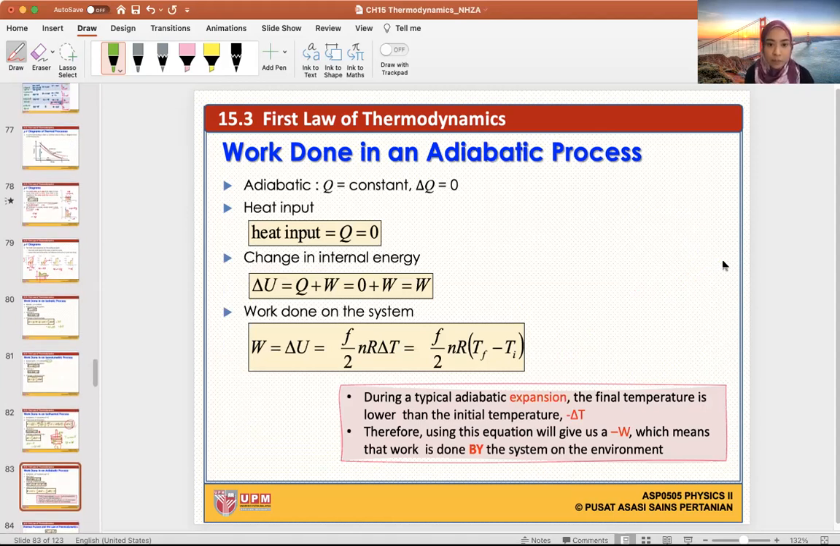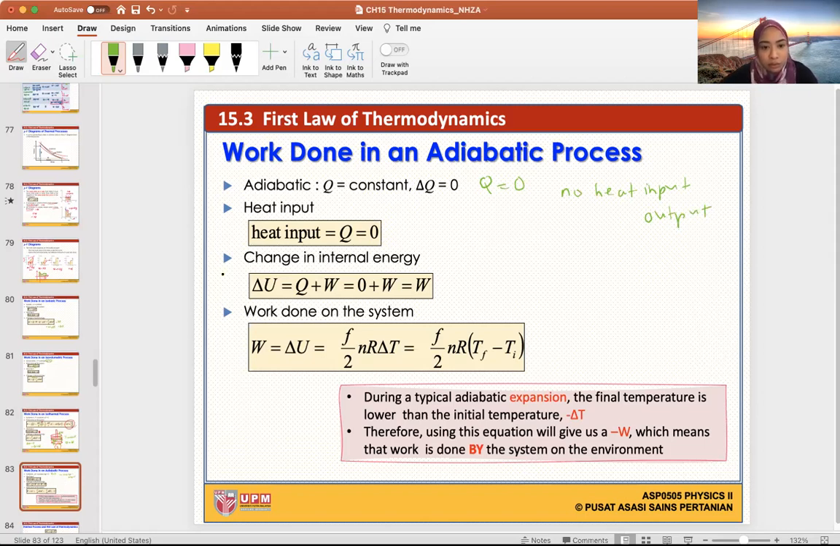Okay, moving on to adiabatic. Adiabatic is Q equals to constant, or delta Q is 0, or just Q equals to 0 lah. Meaning that there is no heat input or output. Okay, tak ada orang kasih duit, tak ada orang ambil duit. So if you have 10 ringgit, 10 ringgit is all you have. Nobody is going to give you money, nobody is going to take your money.